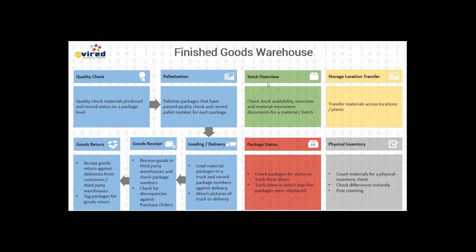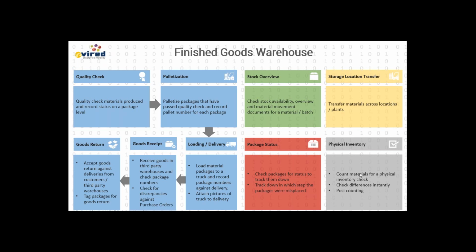Additionally, there are a few other functions in a finished goods warehouse that can be done using a mobile application. Firstly, stock overview. While people are using a forklift or moving goods and they want to quickly check the availability of a material, then instead of going to a terminal, they can quickly check the stock overview. Additionally, they can record storage location movements in the plant or outside the plant or across storage locations accurately, very quickly from wherever they are sitting on their forklifts.